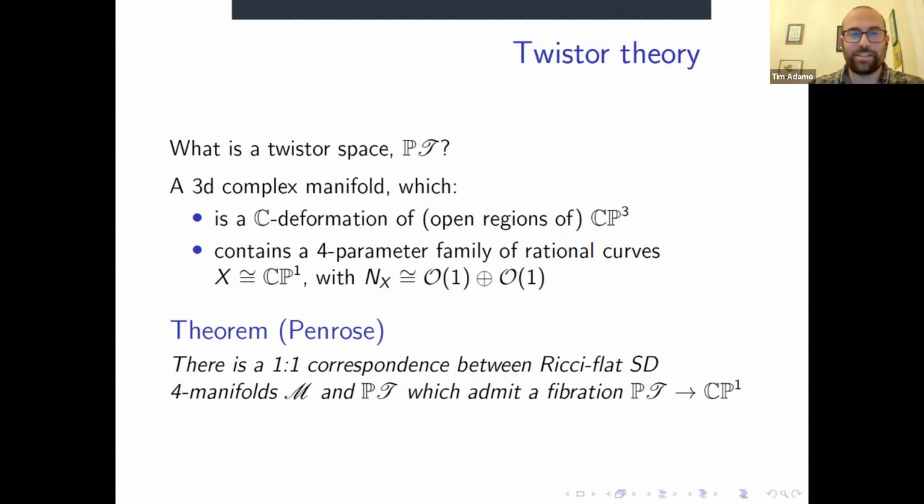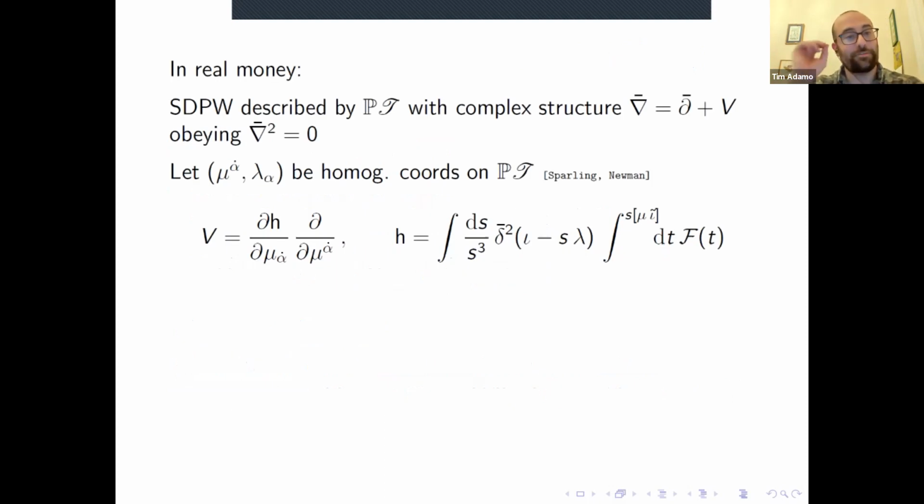Okay, so what does this mean in real money? It means that for a self-dual plane wave, there will be a corresponding twistor space, and its complex structure will be a finite deformation of the flat complex structure, if you like, on CP3, or at least on an open subset of CP3. So we can write that complex structure in terms of a deformed Dolbeault operator, which we'll call nabla bar, and that's just equal to the flat Dolbeault operator plus some deformation. This V is some vector-valued (0,1)-form on the twistor space, and it has to be integrable. That means that it's nilpotent.